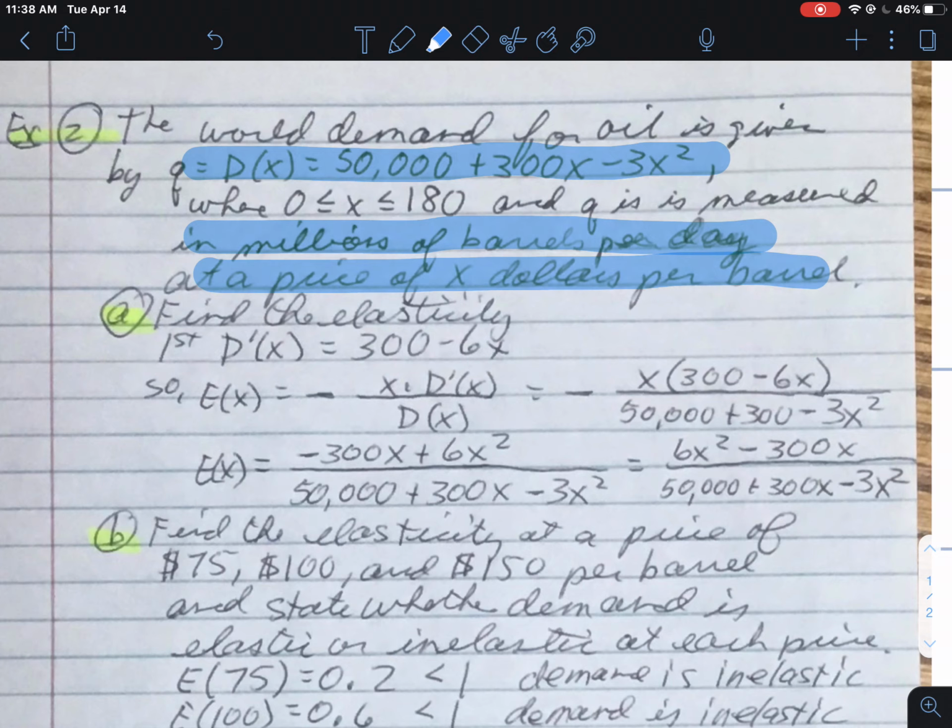What's the demand? So question for part A, find the elasticity. So that's our E of x equals negative x times D prime of x over D of x. So we'll start by finding D prime. Again, nice little power function. So there's D prime. Plug that into our elasticity formula. And then we simplified. So we distributed the x and the negative, and then just rewrote it. I put the numerator back so the first term was positive. But ultimately, there is E of x. There is our elasticity of demand function, for the number of millions of barrels of oil per day at a price of x dollars.